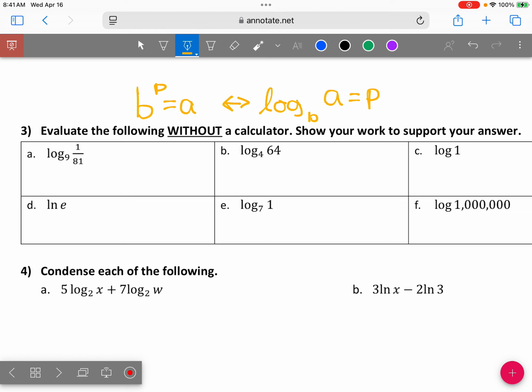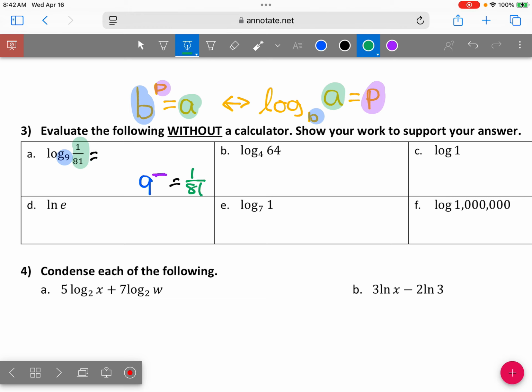So this is a really important piece here because what we can do is take our base and put it as the base, our power as the power, and it's set to equal the argument. On the first one, we have a base of 9 and an argument of 1 over 81. So what we're really asking is, 9 to what power? We don't have an exponent there. We don't know what this equals. That's what we're trying to find. It is going to equal 1 over 81.